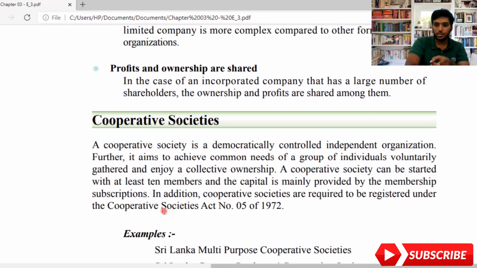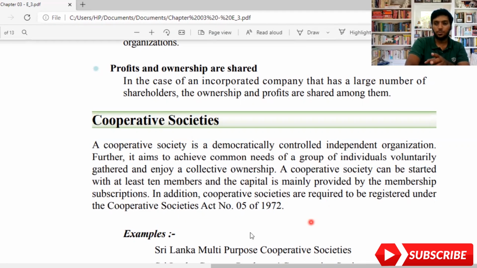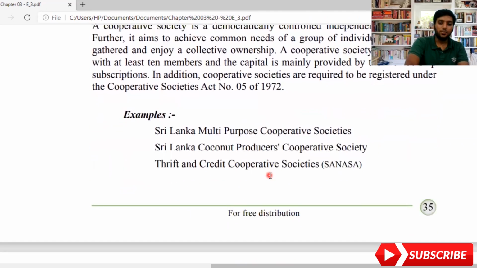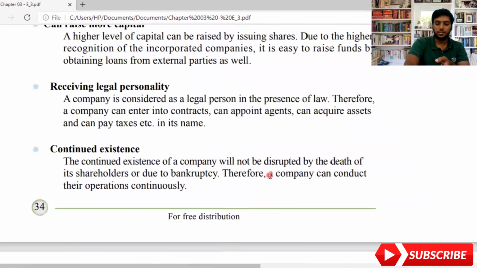And for cooperative societies, the Act is different. You need to be very careful: Cooperative Societies Act number 5 of 1972. Here you need to be very careful because this can be tested on your paper. This has been tested on your papers, so be careful. For examples, they're saying there are a few examples. Remember two of them when you're writing examples and you can score points: Sri Lanka Multi-Purpose Cooperative Societies, Sri Lanka Coconut Producers Cooperative Society, Cliffton Credit Societies, Sanasa.